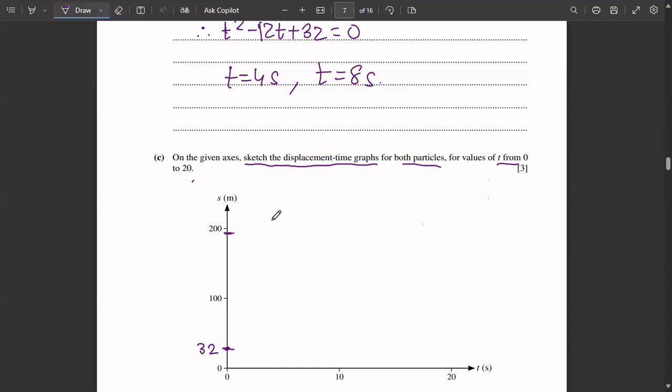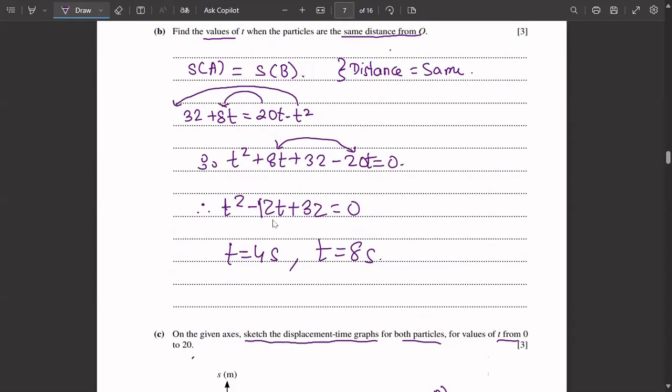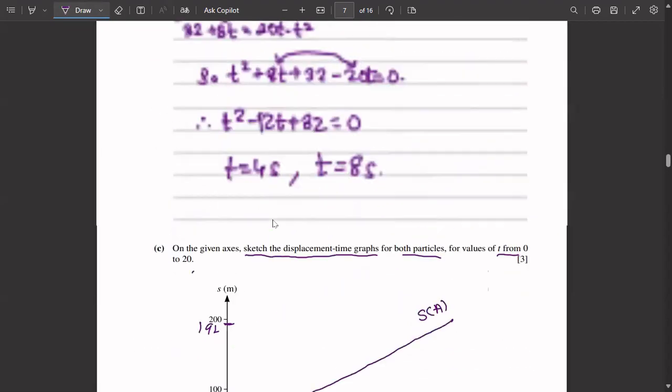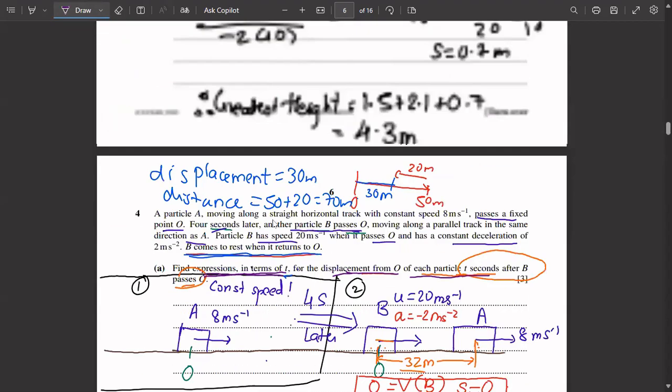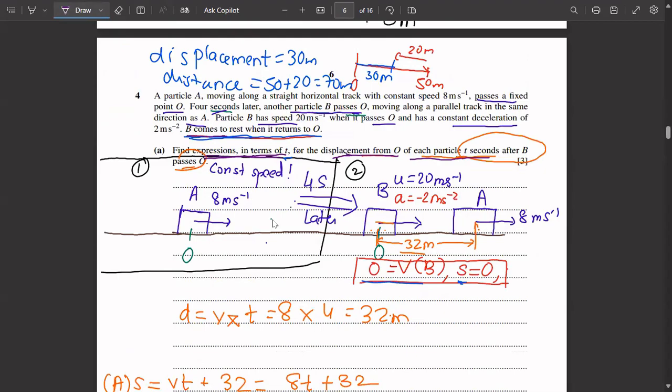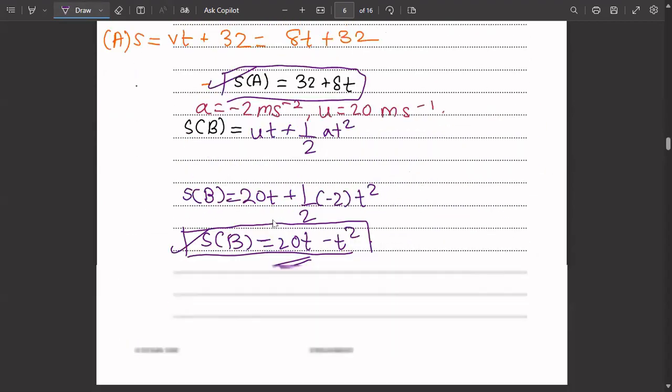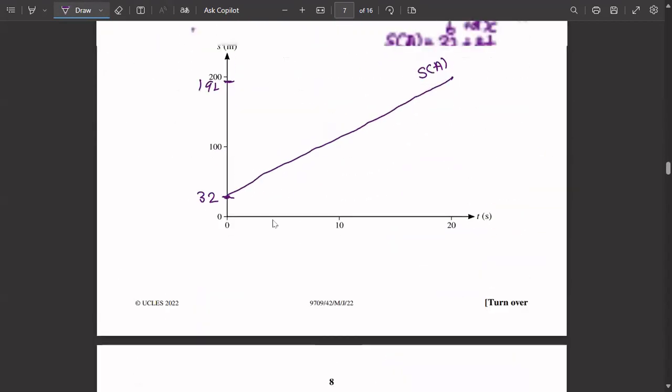Yeah. So at 20, around somewhere here, this will be 192. And this is a straight line. So this is the displacement of A. Now talking about the displacement of B. So now we know that when particle B comes to rest, when it returns to O. So that means at some point particle B will return to O.